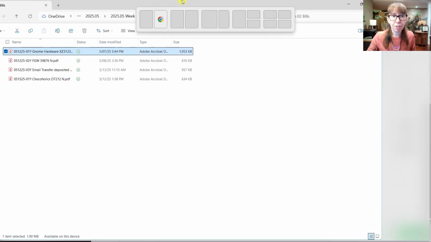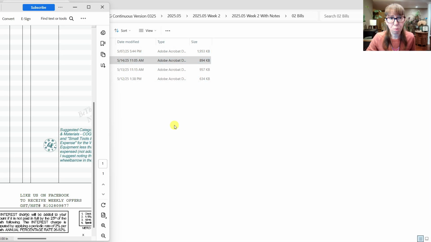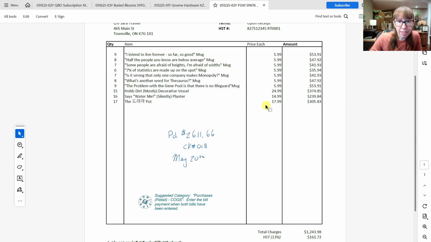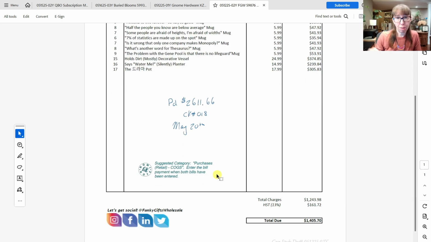Pull over the folder. Next is Funky Gifts Wholesale. Let's open that one up. We can see there's a payment note for greater than the bill amount, and it says suggested category COGS. Enter the bill payment when both bills have been entered. We can double check, but from my memory, there was a Funky Gifts Wholesale bill that we entered last week. So let's see if those two bills add up to this amount.